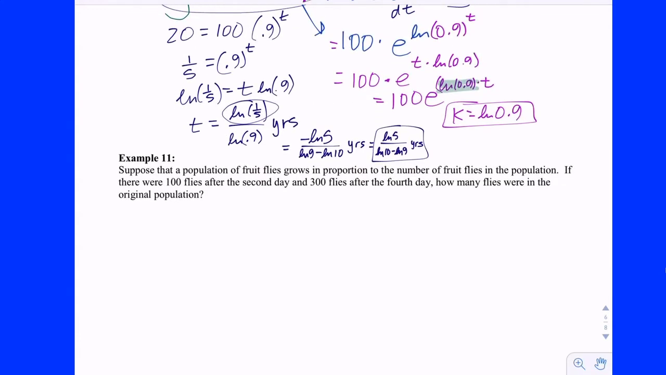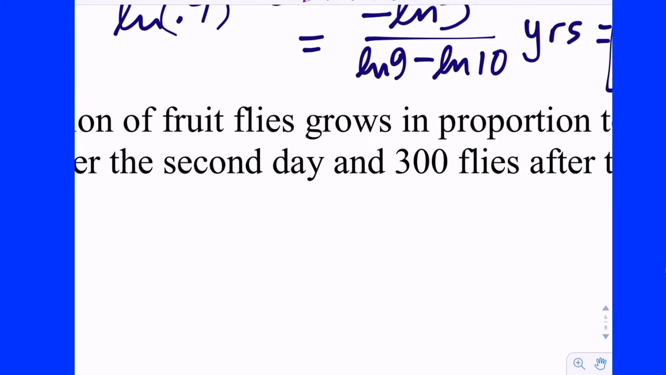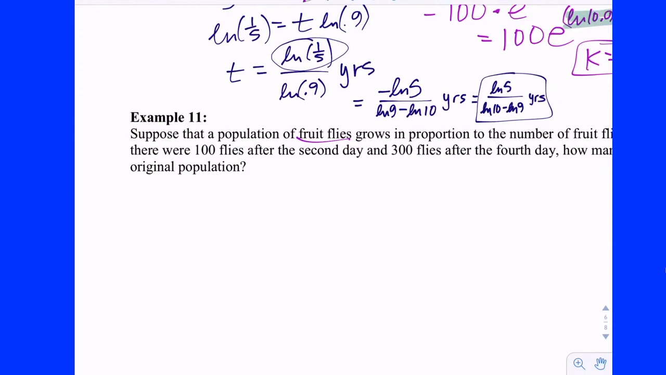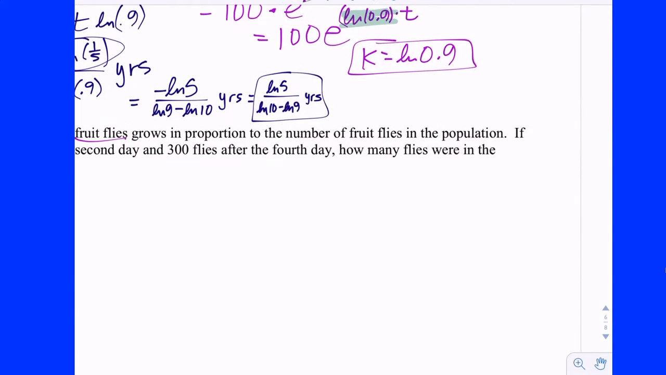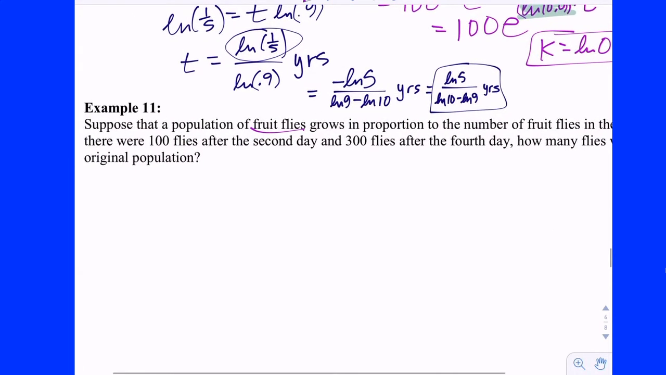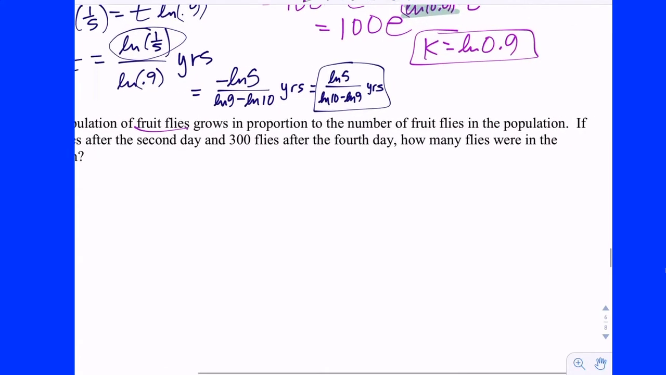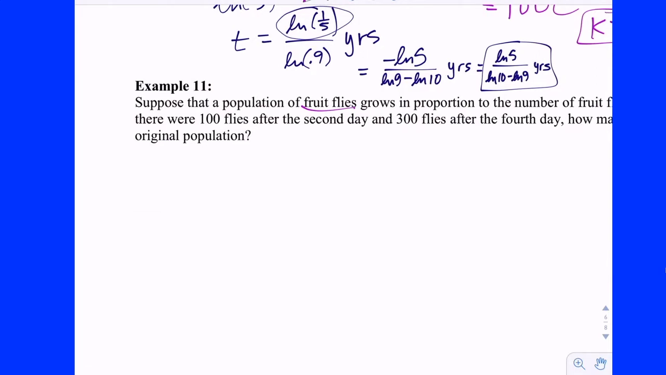Okay. So suppose that a population of fruit flies grows in proportion to the number of fruit flies in the population. The more fruit flies you have, the more fruit flies you're going to get. I guess the more fruit you have, the more fruit flies you might get too, right? Exponential, yeah? If there were 100 flies after the second day and 300 flies on the fourth day, how many flies were in the original population?